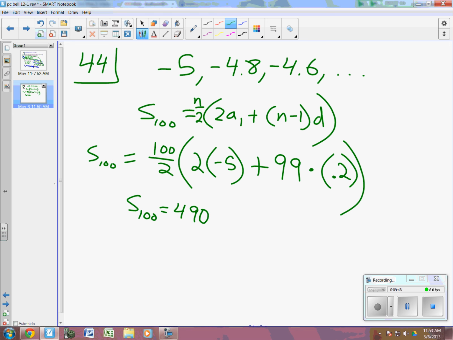Okay. You guys know we would have went 0.2 times 99 first. And 2 times -5 is -10. Plus whatever 0.2 times 99 is. 1.98, is that what? No, 19.8. 19.8. Negative 10 is going to make 9.8 times 50. 9.8 times 50 is, go 9.8 times 50 for me. 490. Okay. Just wanted to make sure you guys did order of operation right.